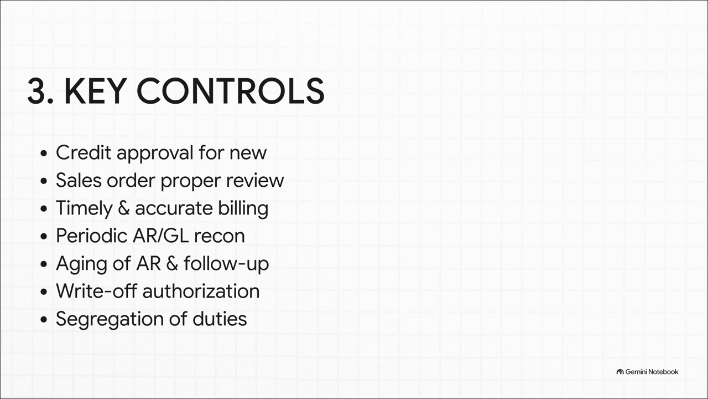So how do we fight back? With our key controls. This is your defensive playbook. We need credit approvals to make sure we aren't lending to someone who can't pay. We need a proper sales order review, timely invoicing, and periodic AR to general ledger reconciliations. We also need aging follow-ups, strict write-off authorizations, and, this is a big one, segregation of duties. Actually, let's emphasize that. The person processing customer payments should absolutely never be the same person authorizing a bad debt write-off. That is just a massive recipe for theft, right?